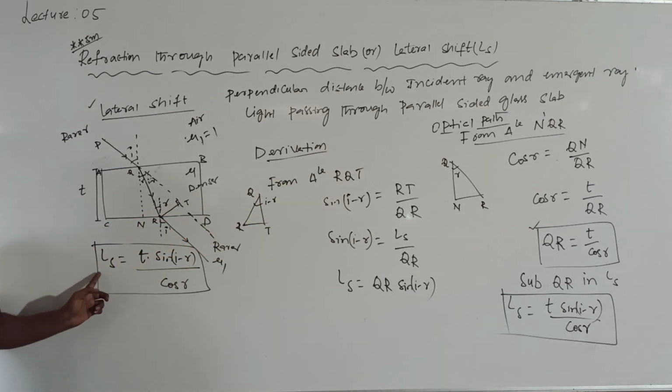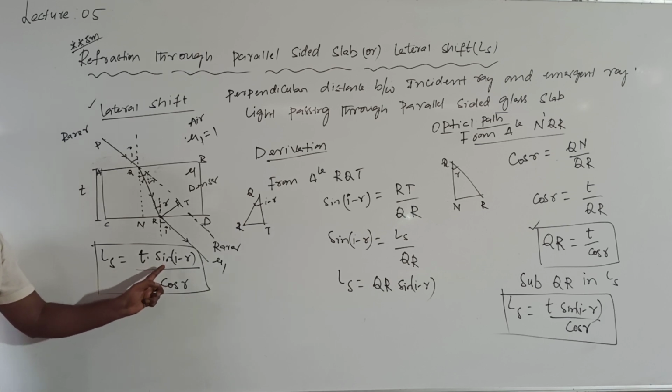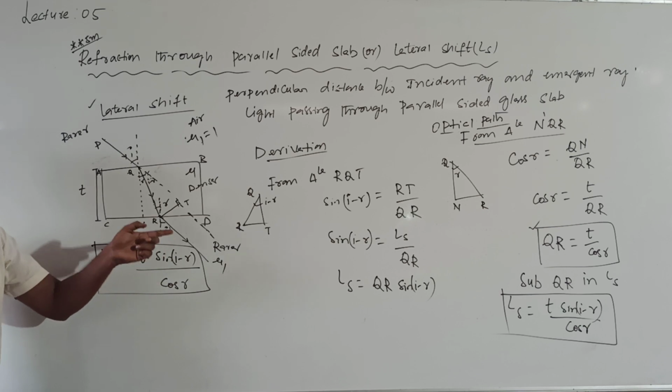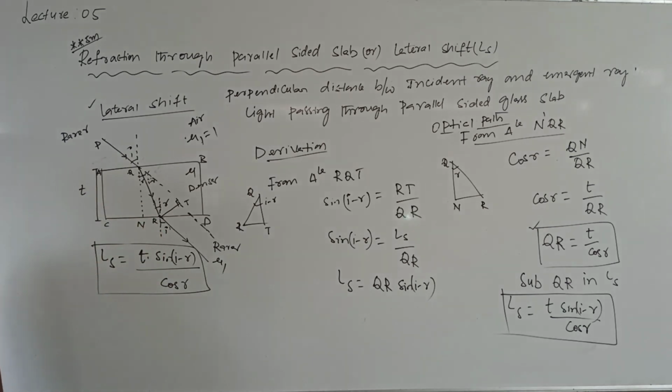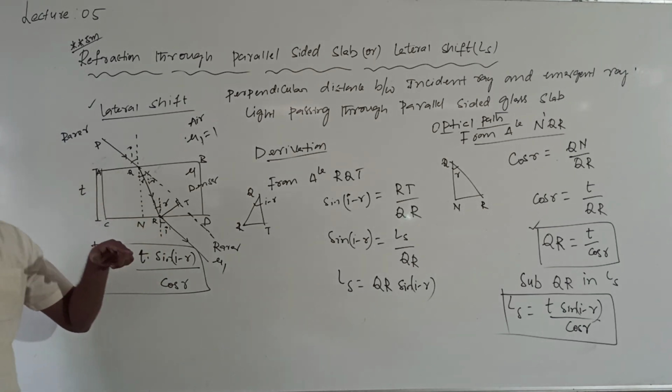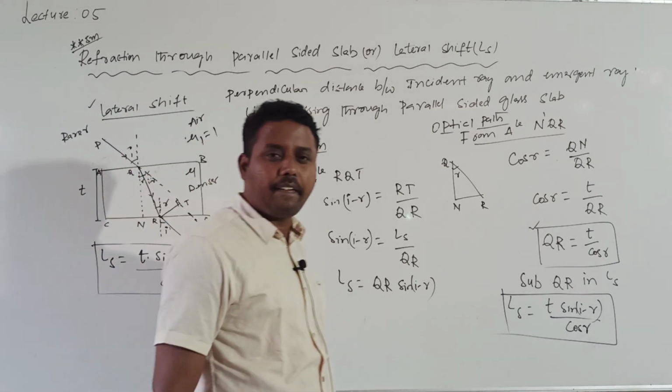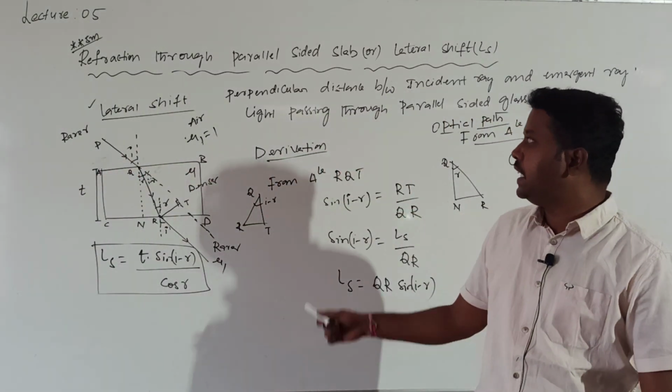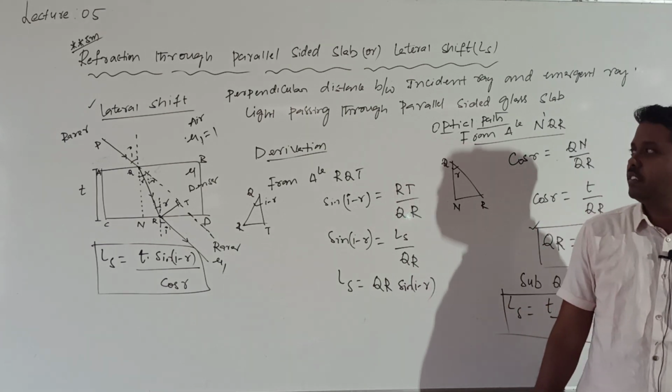Okay? What is the maximum lateral shift the light ray can obtain? The maximum value will be given by what? If the I value and R value are such that sin(I minus R) is approximately equal to 1, then the lateral shift maximum value will be equal to T. This is the derivation we wanted to discuss.